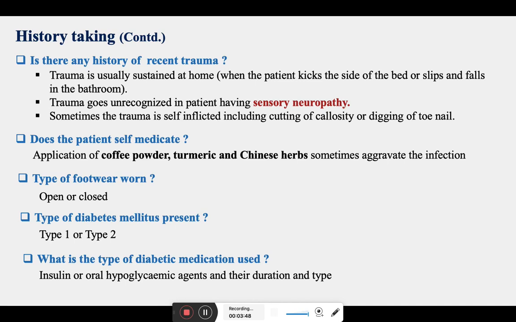Does the patient self medicate? Now, it is very common, especially in Indian patients, that when a patient notices a wound, he tries to pour coffee powder or turmeric, or apply some Chinese herbs. But we have to teach them that these things can aggravate infection. Type of footwear worn, whether it's open or closed; type of diabetes, whether we are dealing with type 1 or type 2 diabetes; and what medication the patient is taking. Is he on insulin or is he on oral hypoglycemic agents?